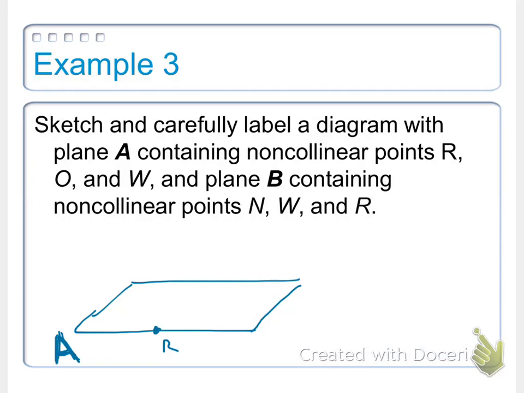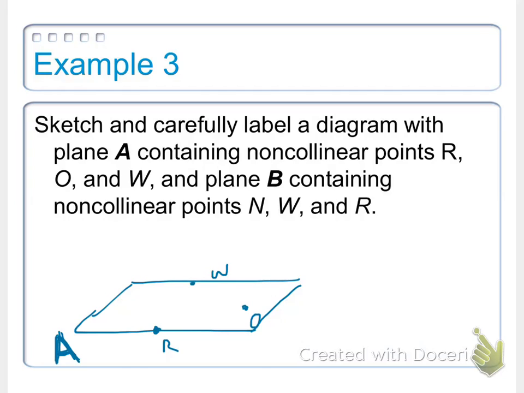If I really have a point, I've got to put the dot there. I'm going to put point W there. And then I'm going to put point O right there. Okay, there's point O. Okay, so now what I need to do, use a different color. Okay, then I need to do my plane B.